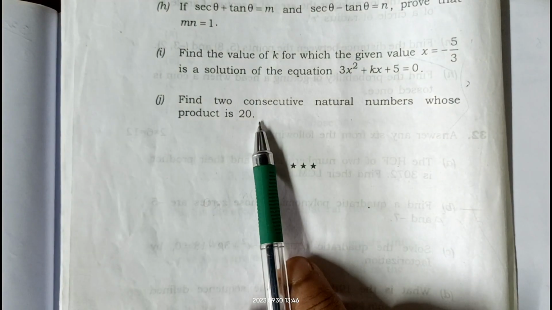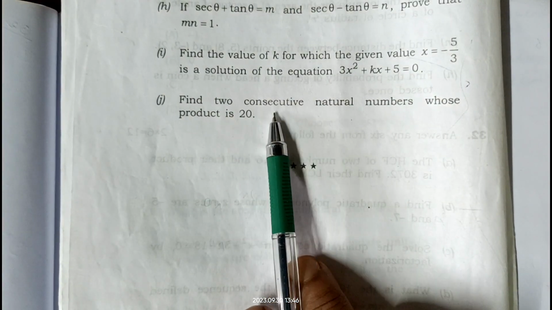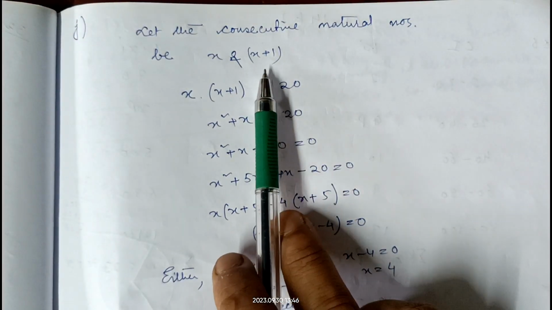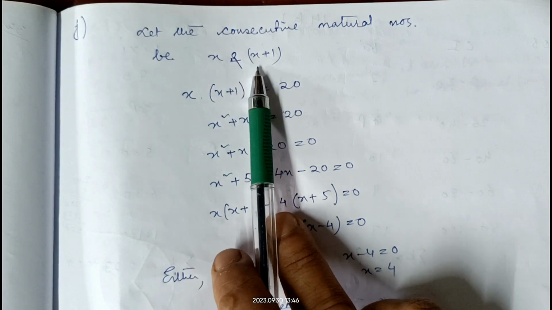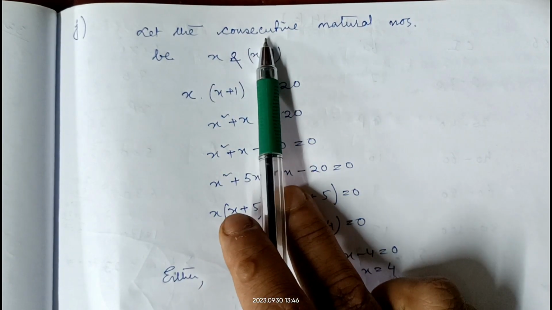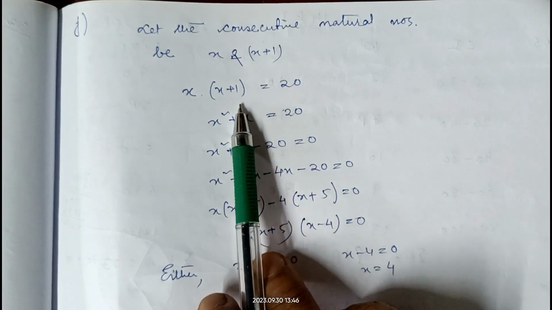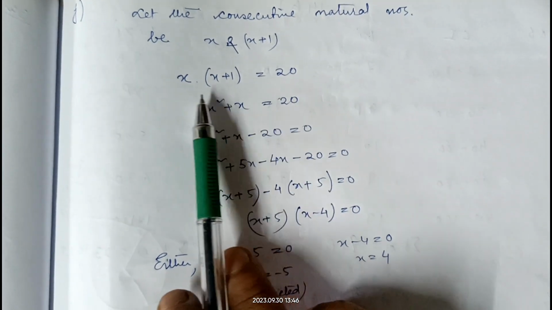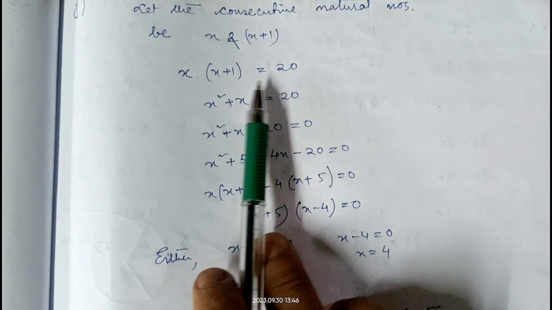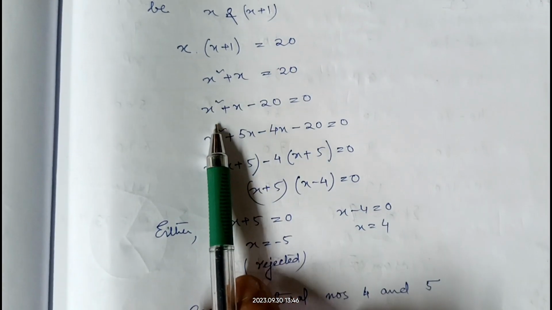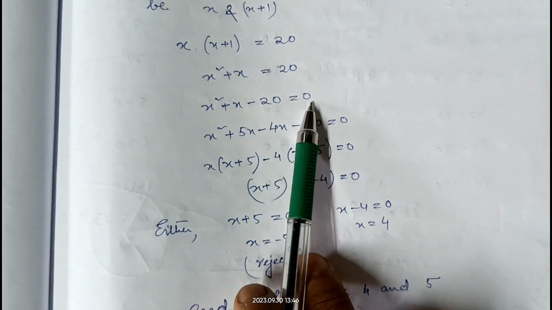The last sum of this question paper is, find two consecutive natural numbers whose product is 20. Here we can consider the numbers be x and x plus 1. Since it is given consecutive, so if first number is x, second one must be x plus 1. And as given product of the numbers is 20, so x into x plus 1 is 20. X square, x into 1 is x, equals 20. So it will be x square plus x minus 20 equals to 0.